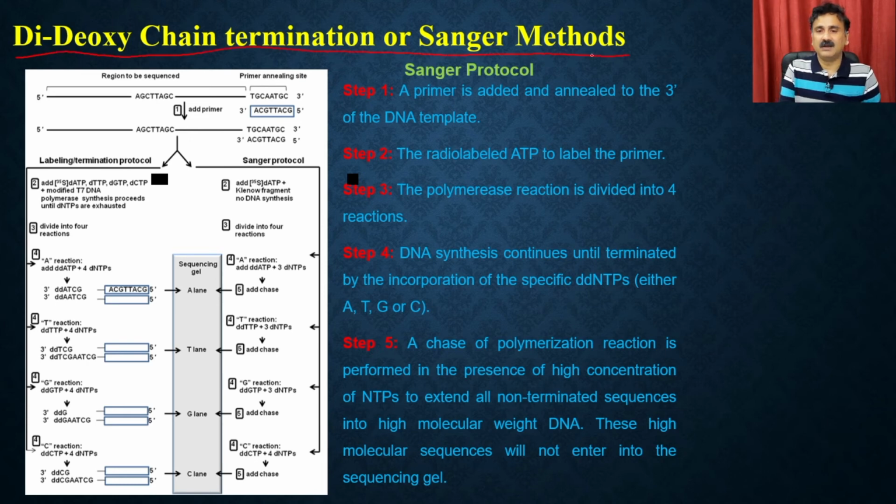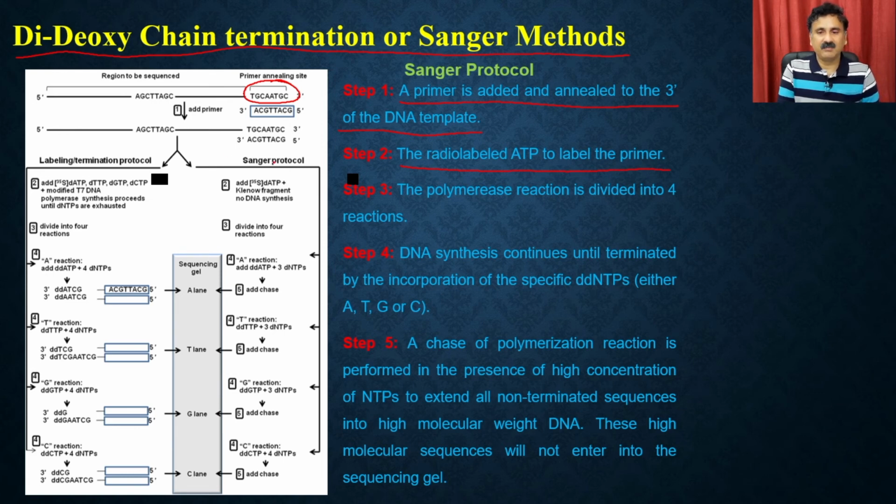So what you are going to do, if you want to do the dideoxy or Sanger's method, is first take the DNA and then synthesize the primer. This primer has to be radiolabeled so that you can visualize it under autoradiography. A primer is added and annealed to the 3' end of the DNA template. So first you add the primers, and then radiolabeled ATP is there to label the primers.